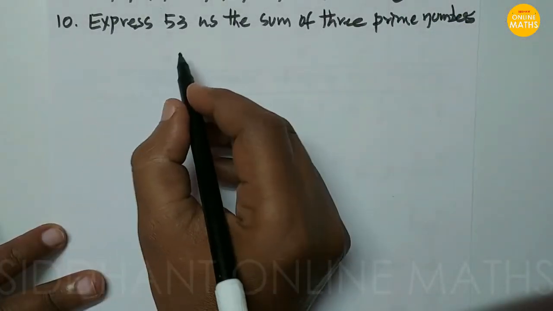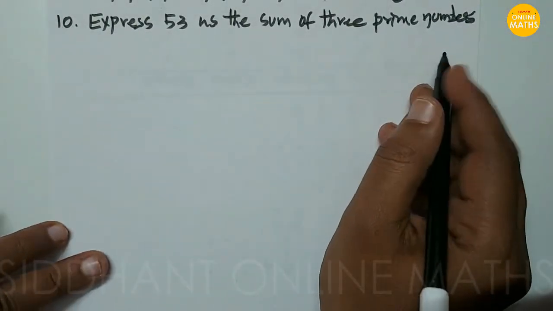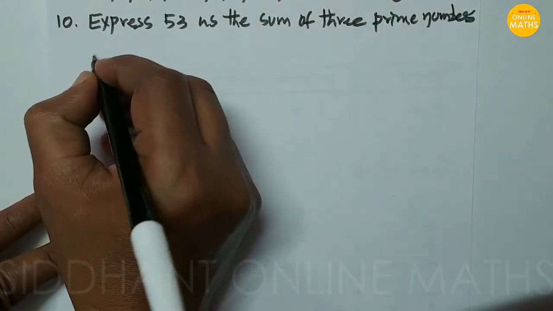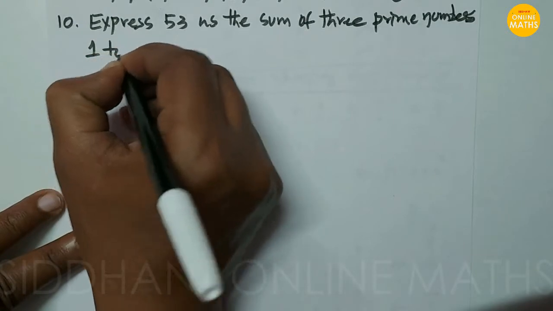Next, 10th question: express 53 as the sum of 3 prime numbers. So here first we are going to write the prime numbers from 1 to 53.